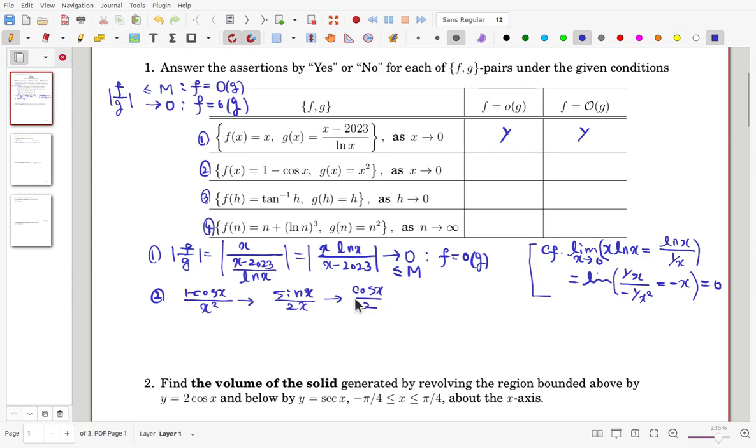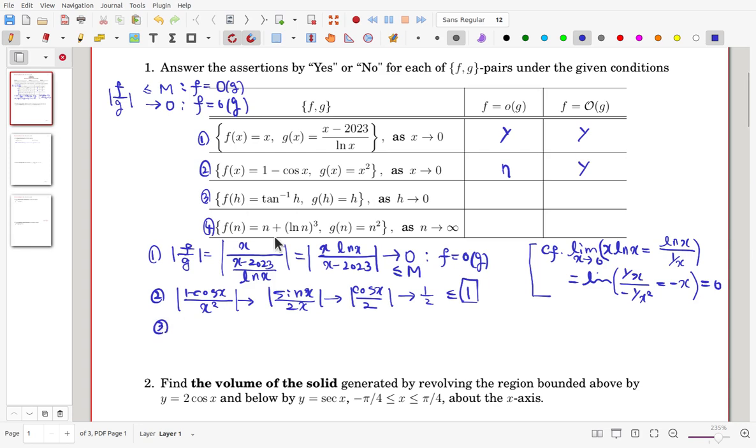Now for that one, in modulus, if we put absolute value signs on everything, it is approaching one half. So we may say that the whole thing is bounded by 1, so it plays the role of M. So for big O, that is yes. However, it is not converging to 0, so for little o it is no. Okay, for the other two, you can do the same thing.